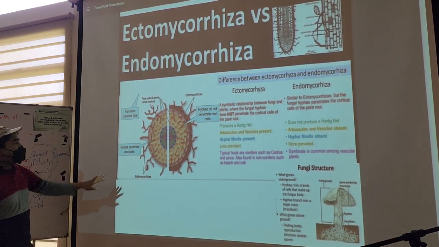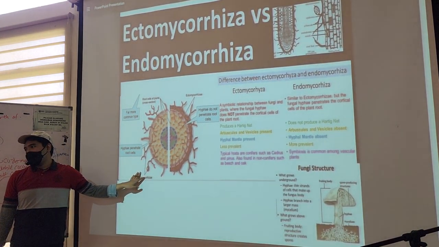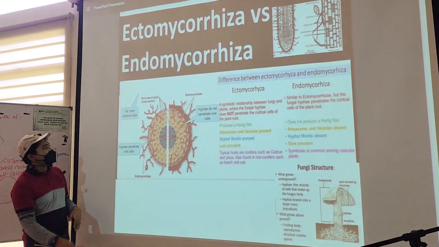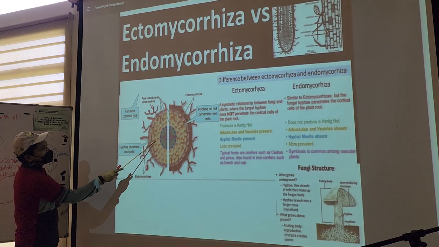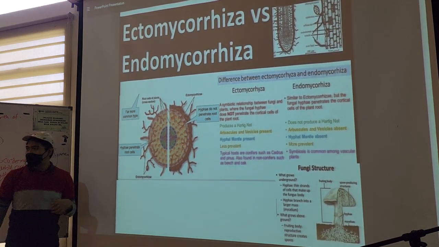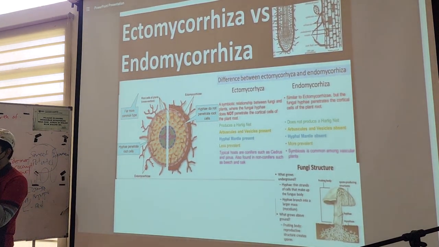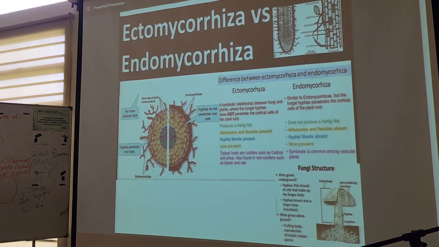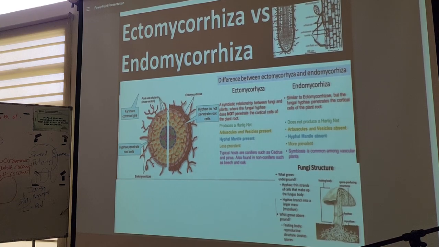Endomycorrhiza is more common. If you're dealing with regular plants, you're going to see this a lot. It actually enters into the cell. Is it hurting the plant? No. It's endosymbiotic. It's symbiosis. In your gut, you've got bacteria, right? Is the bacteria killing you? No. So kind of endosymbiosis.